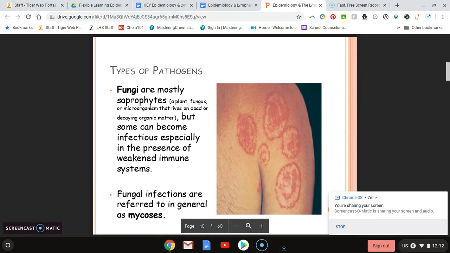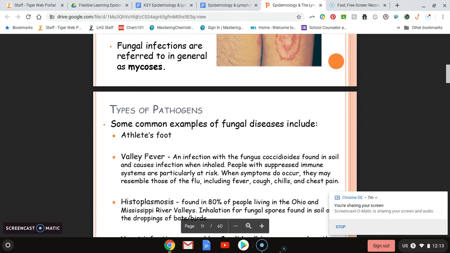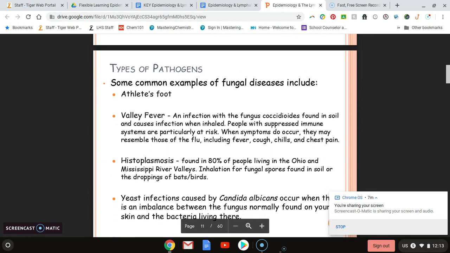Fungi is this type of pathogen. Basically, saprophytes, which is nothing more than a plant or fungus that lives on dead or decaying organic matter. Fungal infections are referred to in general as mycosis. Common fungal infections: athlete's foot, valley fever. A lot of people have valley fever. It's basically something that looks like the flu.